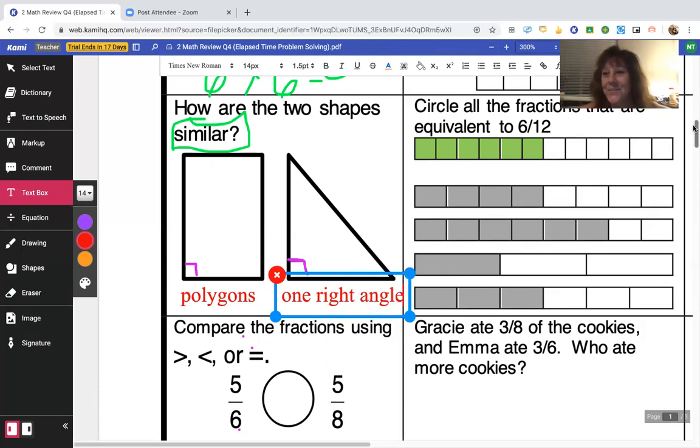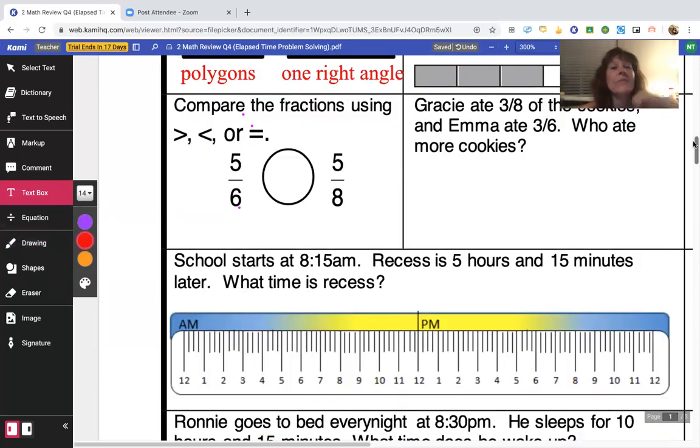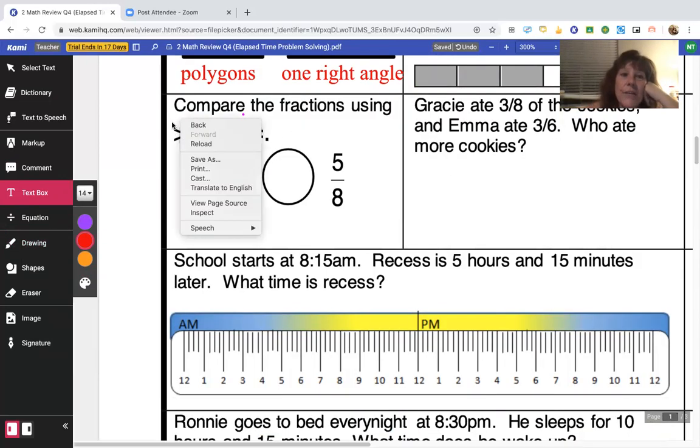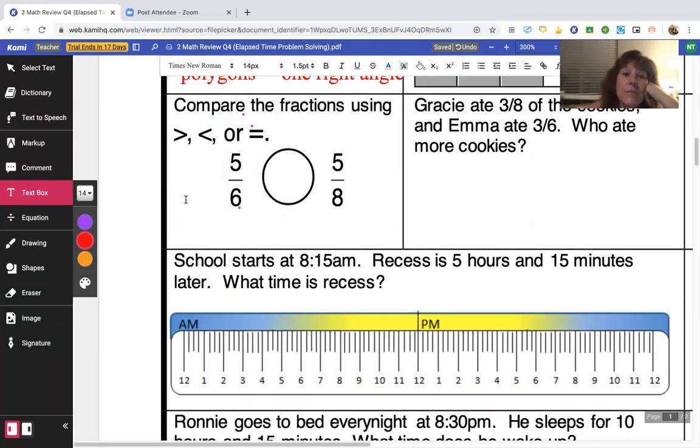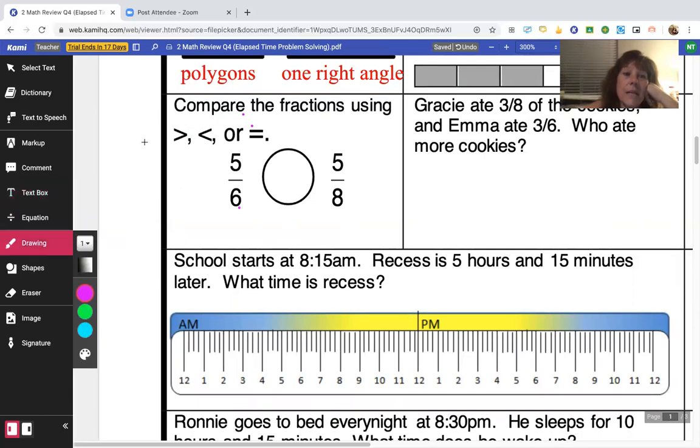Okay, I think that's it. All right, compare the fractions using greater than, less than, or equal to. Oops, I am making a mess.